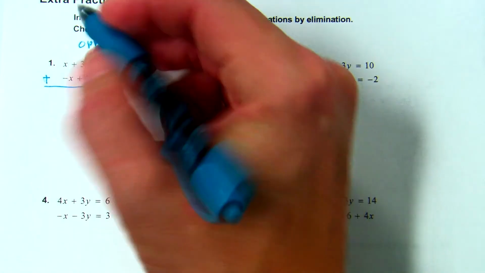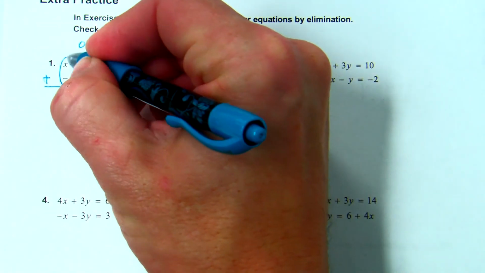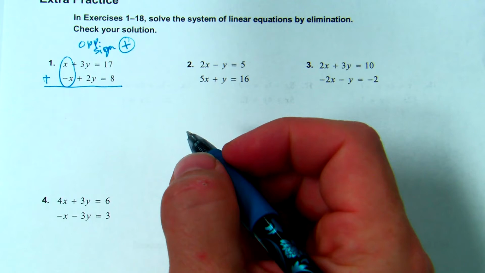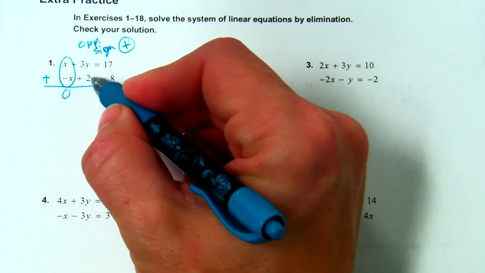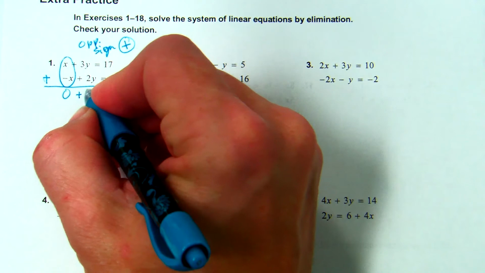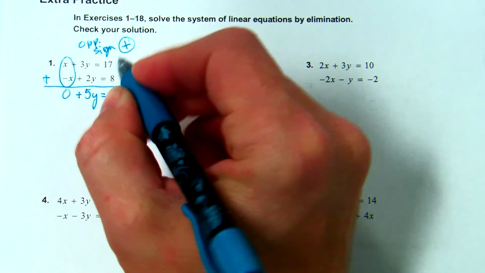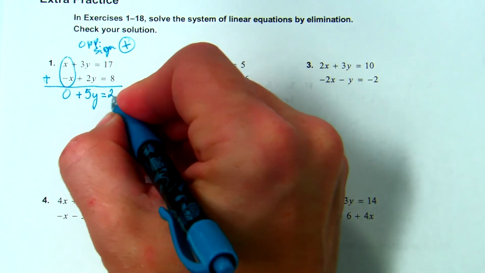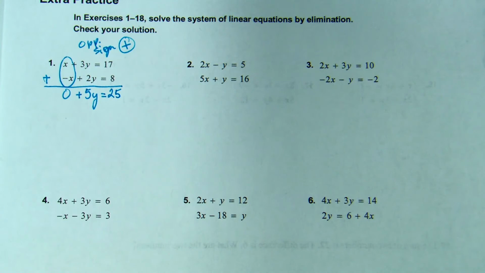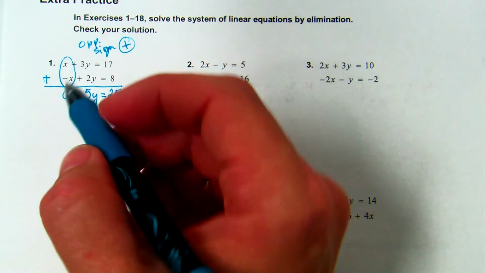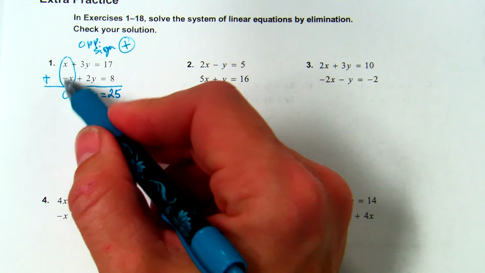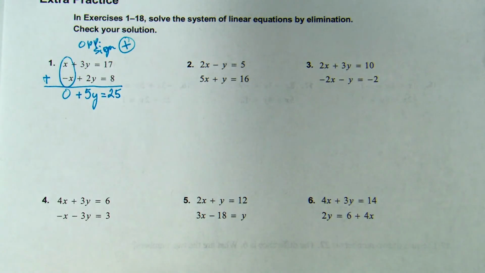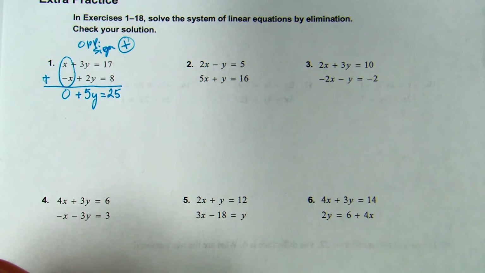We're going to add our x terms together right now. What is x plus a negative x? 0. What is 3y plus 2y? 5y. What's 17 plus 8? 25. So now you notice, because we added these two together, the x terms went away. Thus, we eliminated one of the variables. And now we can just solve for the y value.